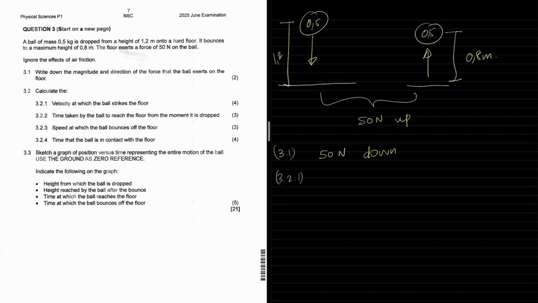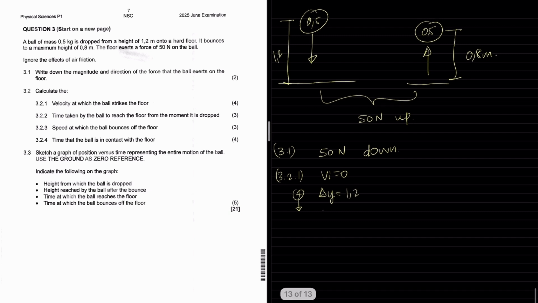3.2.1, calculate the velocity at which the ball strikes the floor. So I'm going to write down the quantities that we know. They tell us it's dropped, which means that Vi is 0. Delta y, I'm going to choose down as positive, and so delta y is going to be 1,2. That means acceleration is also going to be 9,8, a positive value downward.